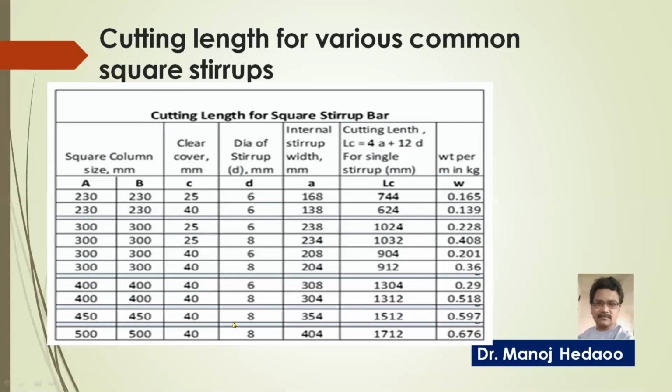Next is 450 by 450. Cover is 40. For the diameter of the stirrup, here I have used only 8 mm, not 6, because up to 300 we generally use 6 mm, and after 300 the stirrup diameter is used as 8 mm, after 450. Then next is 500 by 500. Cover is 40. Then the diameter of the stirrup is 8. So here the total length comes out to be 1712, that is 1.712 meter, and the weight is 0.676.